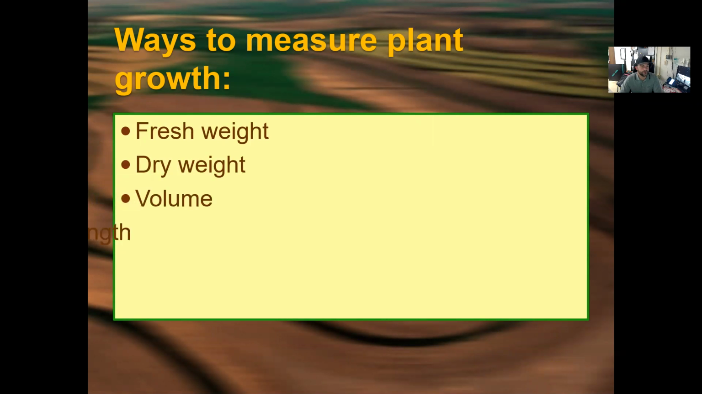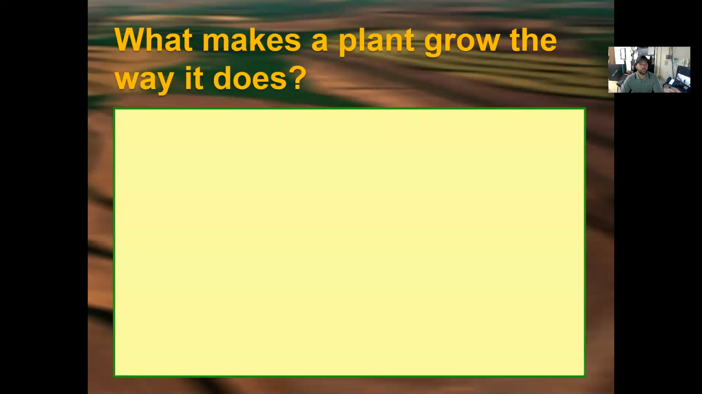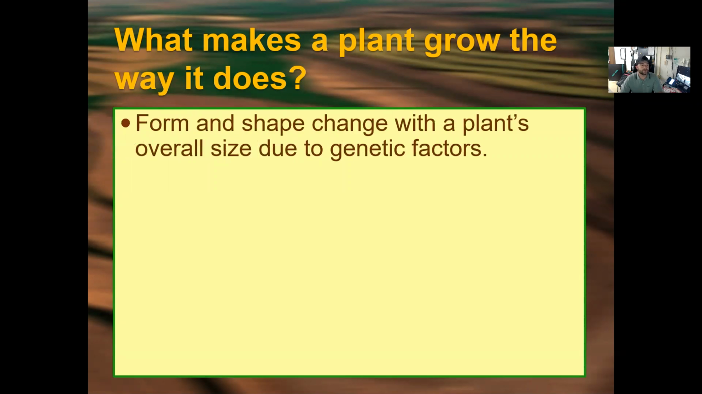Today I'm going to talk to you about the basics of plant growth. So, ways to measure plant growth: fresh weight, dry weight, volume, length, height, and surface area. So, what makes a plant grow the way it does?